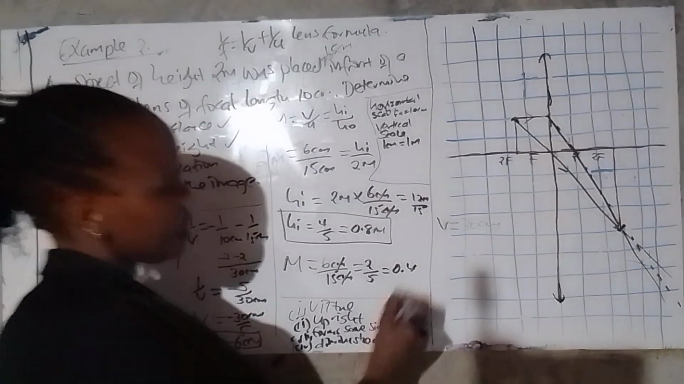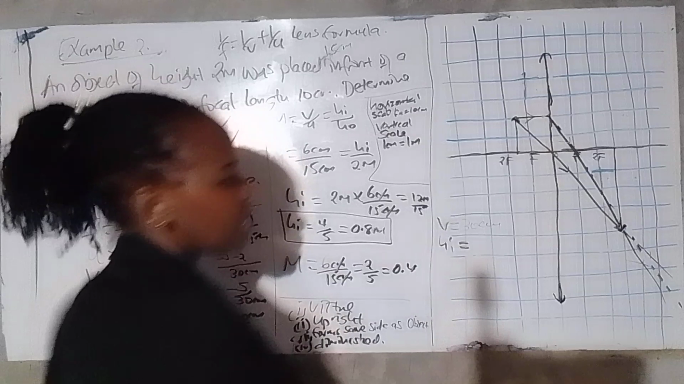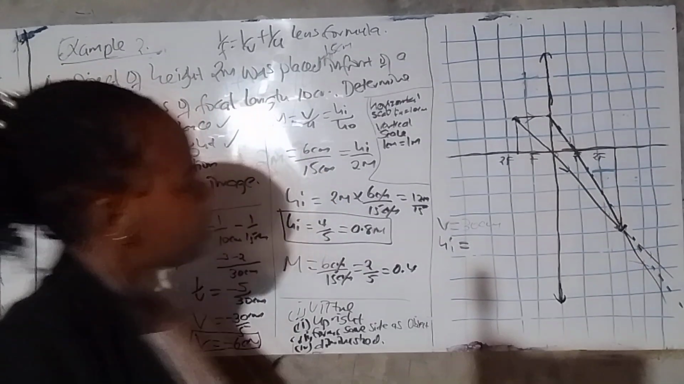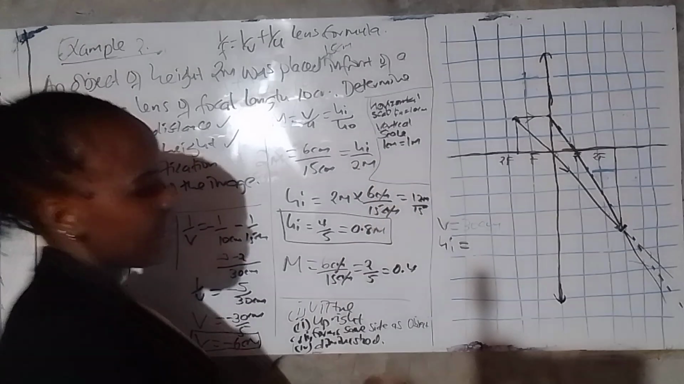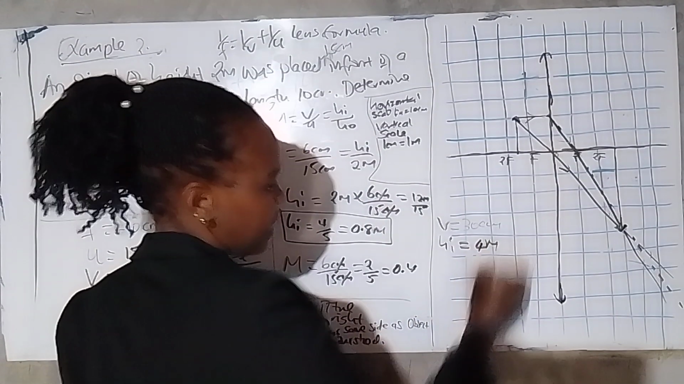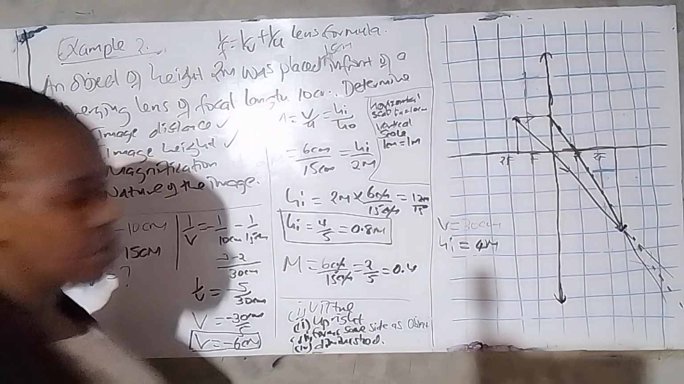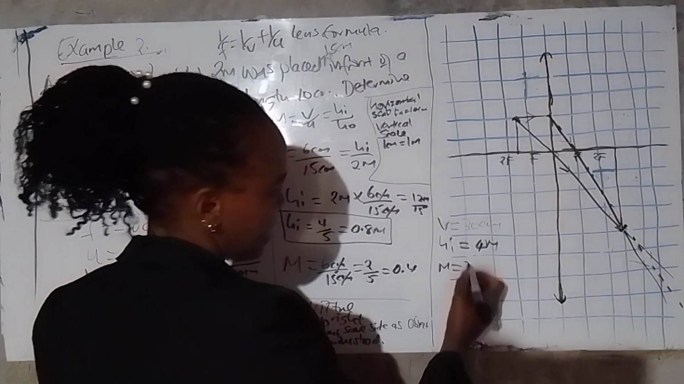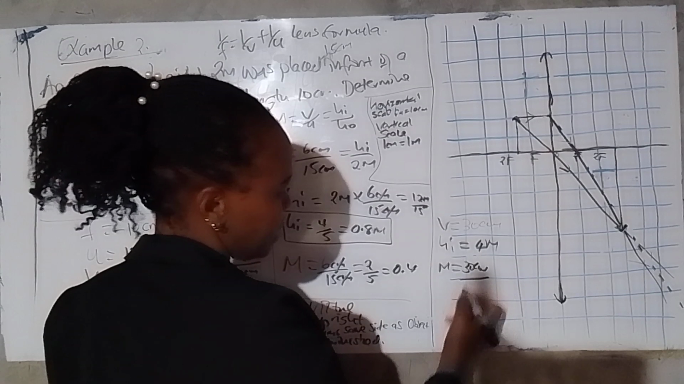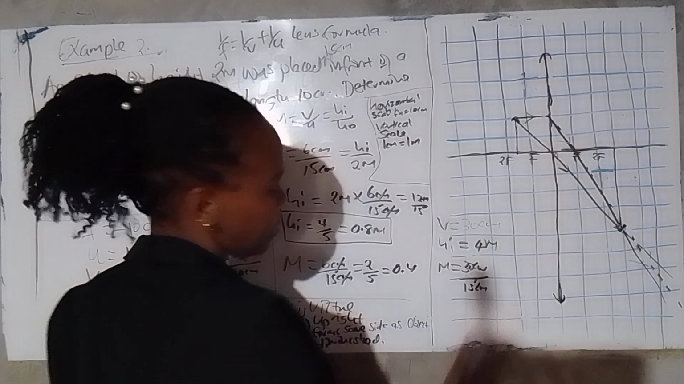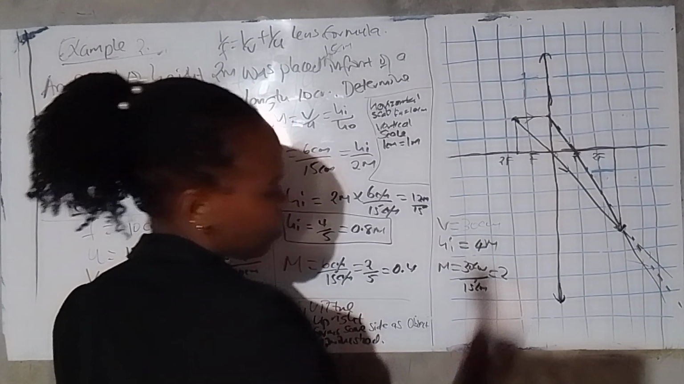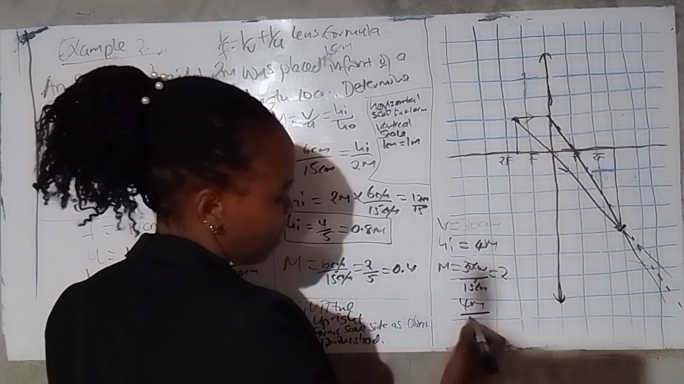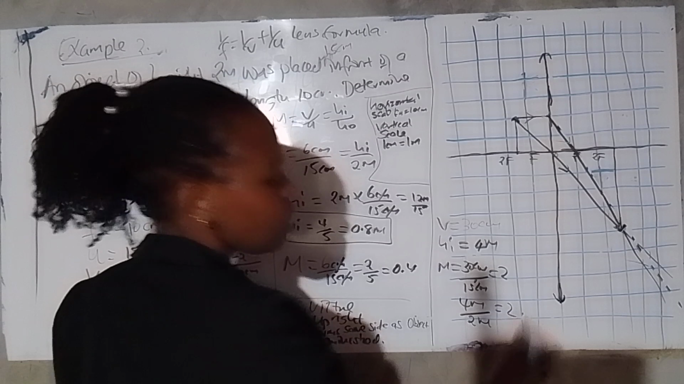So the other thing is image height. Image height, we have gone how many boxes? 1, 2, 3, 4. And 1 centimeter is 1 meter, so that is around 4 meters. Now if we look at magnification, then magnification equals, that is 30 centimeters, image distance over 15 centimeters, object distance, which is 2. Or it is 4 meters, image height, over 2 meters, object height, which is 2.